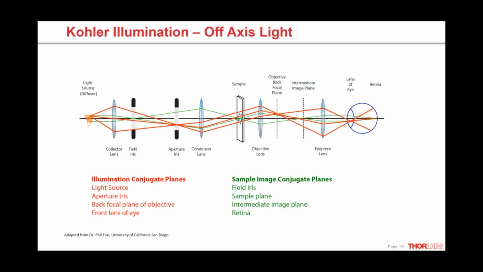These are the light rays that are cut off when one closes down the aperture iris, and therefore reduces the degree of angles that are illuminating the sample.